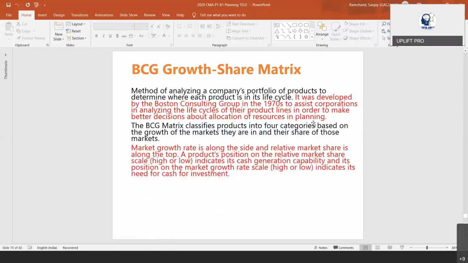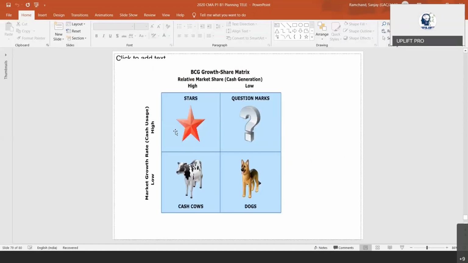Market growth rate is along the side and relative market share is along the top. A product's position on the relative market share scale, high or low, indicates its cash generation ability, and its position on the market growth rate, high or low, indicates its need for cash investment. So market growth rate indicates the cash investment. When you are at cow level, the amount of cash you're spending on advertisement is low because you have already reached a high level of market growth. That's how it is.